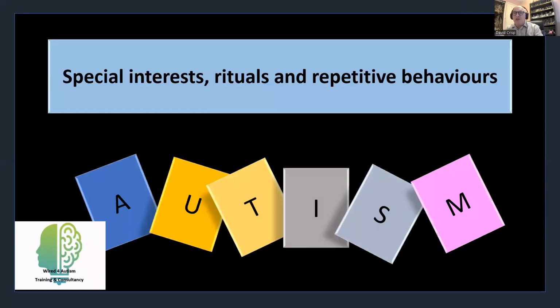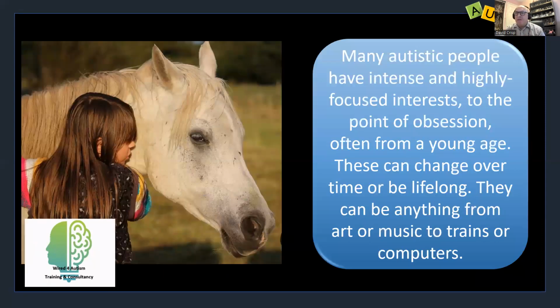Now, special interests, rituals, and repetitive behaviors are another sign of autism. Many autistic people have intense and highly focused interests, some to the point of obsession, often from a young age. These can change over time or be lifelong. They can be anything from art or music to trains and computers. I really like this picture because it's a girl with a horse. First of all, there are people even now who think autism is generally just a boy thing, and gradually we are, as a society, waking up to the fact that girls have it too.